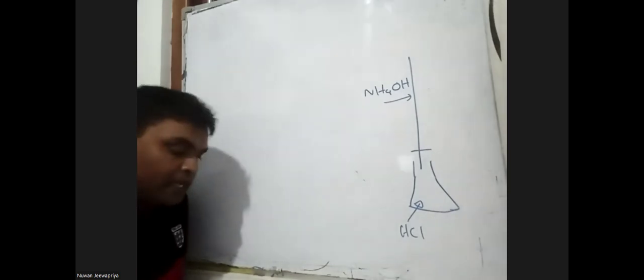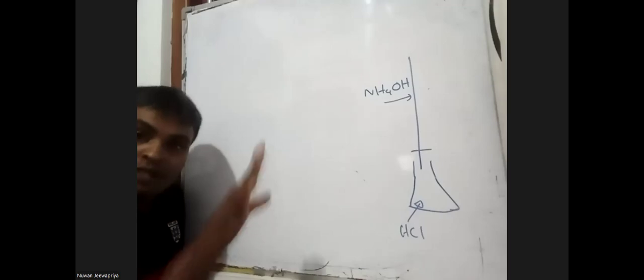So this one, the strong acid against the weak alkali. The methyl orange is a suitable indicator, but phenolphthalein is not. So we are going to find what the suitable indicators are. For that, we need to draw the pH curve. How do we draw the pH curve?